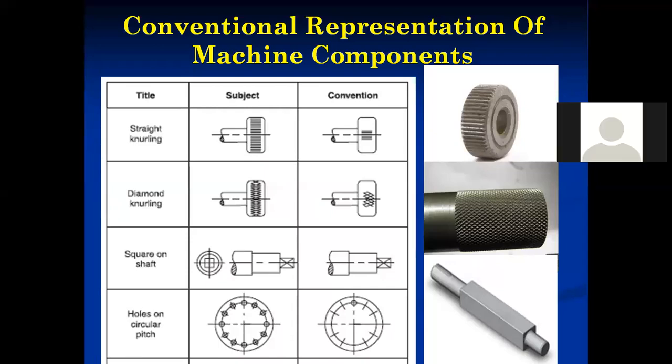Okay, we are going to start the conventional representation of the machine component, and in that we are going to first see the straight knurling and diamond knurling. Now it is visible to all.